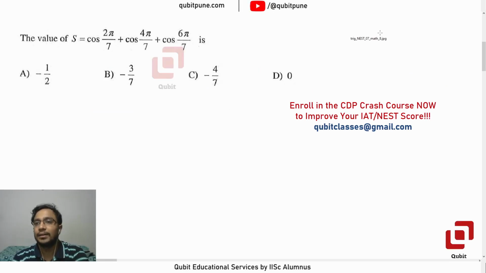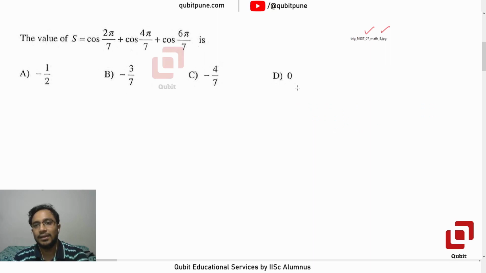Question number 8 from NEST 2007. This question is from trigonometry. The value of the expression S, which is cos of 2π/7 plus cos of 4π/7 plus cos of 6π/7, is: negative 1/2, negative 3/7, negative 4/7, and 0.